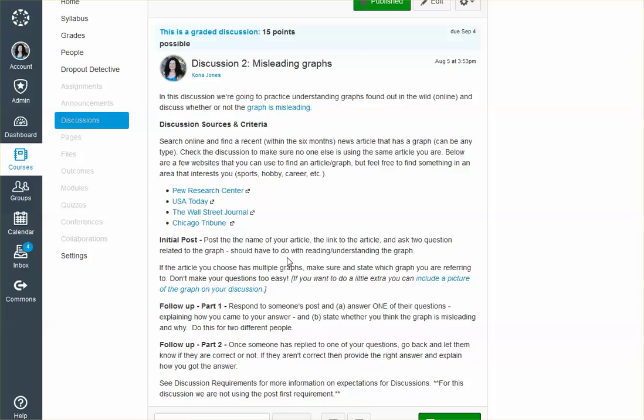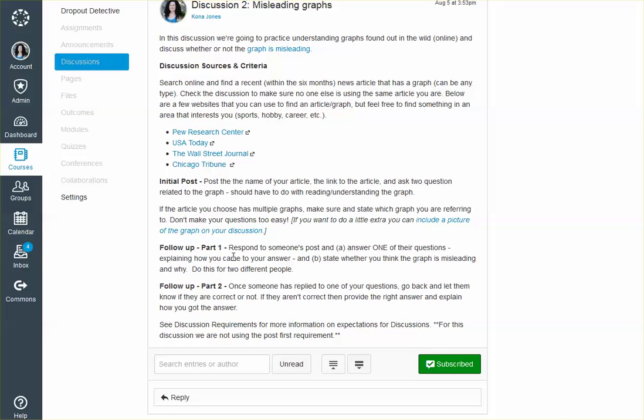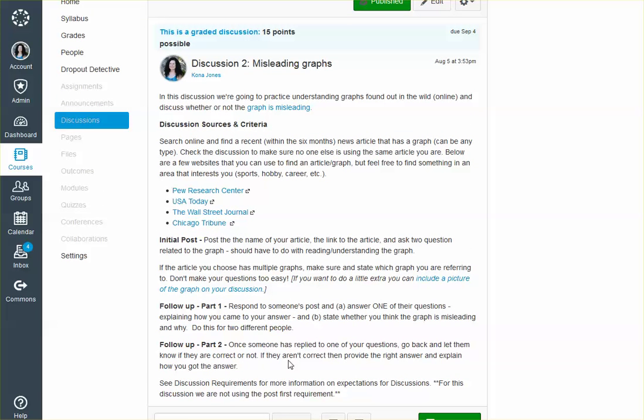So also remember, this one is your initial post, which means for this one, instead of it being due on the 4th, it's actually due on the 1st. So remember, all initial posts are due on Thursday. Your follow-up part 1, so respond to someone's post, answer one of their questions, and then follow-up part 2. Once someone's replied to your questions, go back, let them know if they're correct or not. These are what are due on the 4th. So this one's due on the 1st, and these are due on the 4th by 11:59.